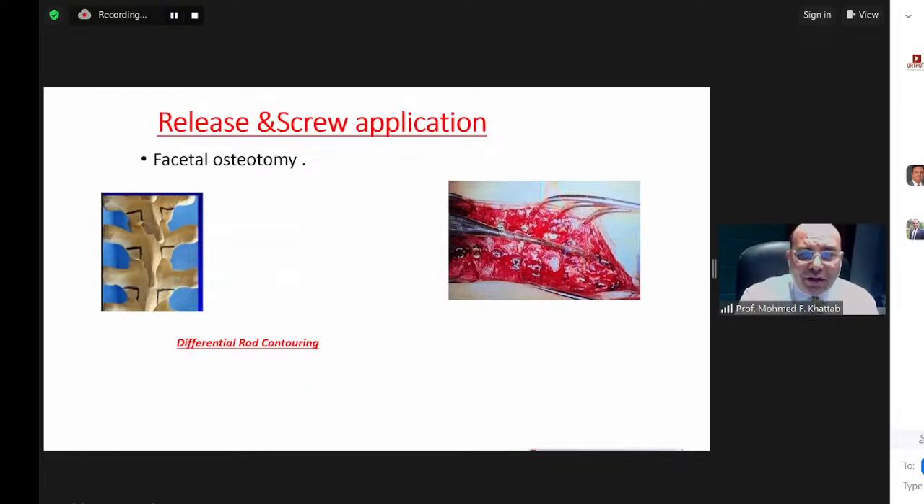Like we can see here in this intraoperative photo, we release the facets, and this diagram shows that we remove only the posterior facet in type 1. And of course, with the help of differential rod contouring, in the lumbar spine we increase the lordosis over the convex side, and we decrease the lordosis on the concave side to help the correction of the sagittal profile and help in derotation of the spine and correcting the coronal plane as well.